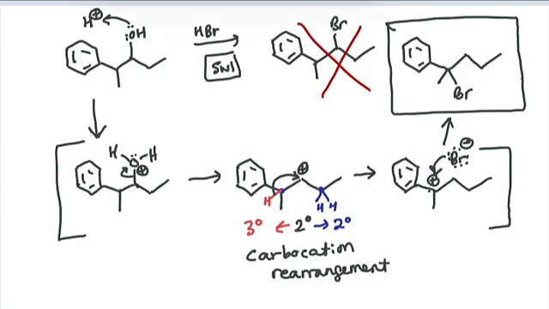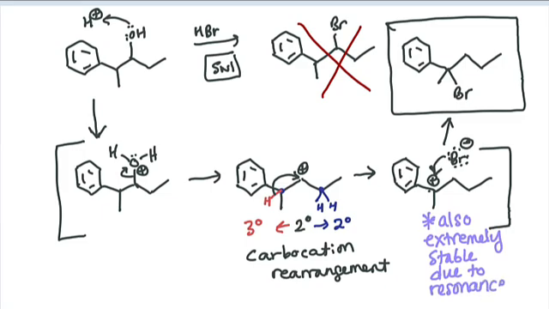And while we're here, it's worth noting too that this carbocation was also extremely stable due to resonance. So not only did we improve the stability of the carbocation by going from secondary to tertiary, but we also created a much more stable carbocation through resonance stabilization. So let's do one more example.